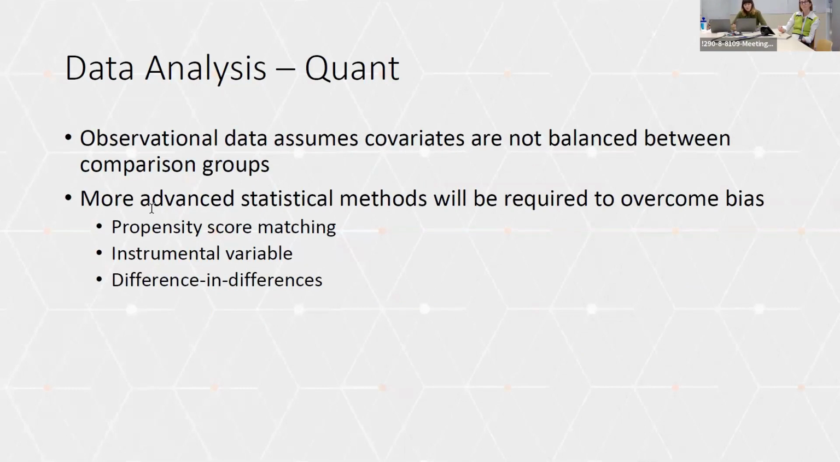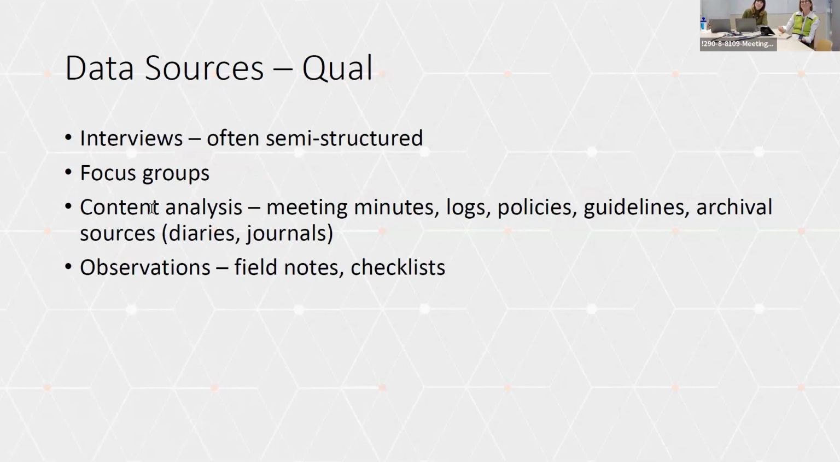And with observational data, you're not going to have balanced covariates. So if you are looking at individual level patients, you can use more advanced statistical methods to overcome bias. But again, you're going to need someone with expertise to help with this. And I'm not going to go into these methods for the sake of time.